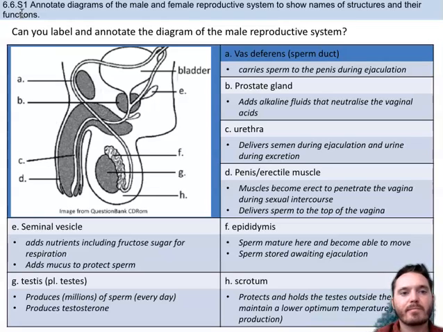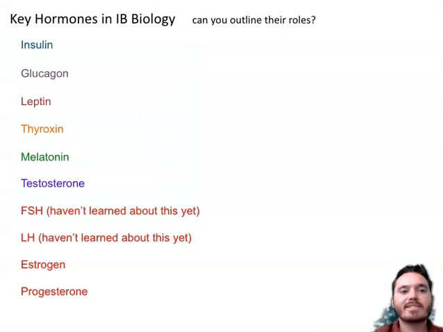So a good practice at this point would be to start reviewing those key hormones that we've talked about so far. Would you be able to outline all of their roles? The ones that we haven't talked about, by the way, are FSH and LH, which are produced by the pituitary gland in the brain. We also haven't talked about some of the functions of estrogen and progesterone that are involved with the menstrual cycle.